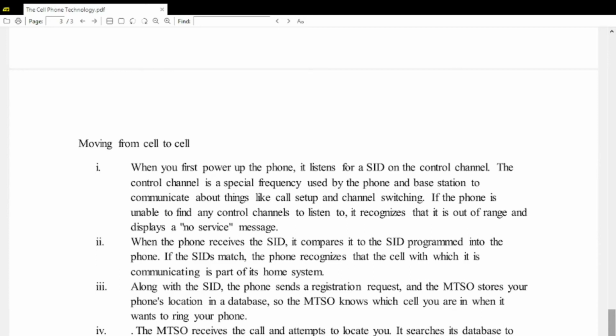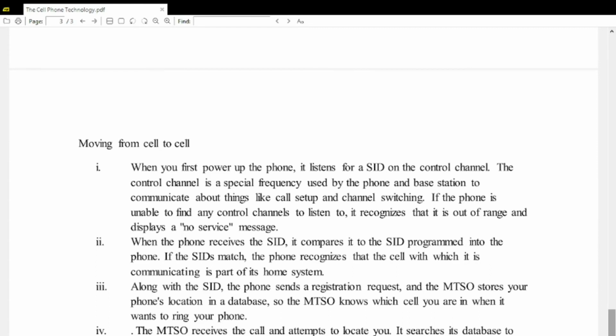So home system is very important in phone communication. Now, right after that, remember your phone has been able to listen to SID. It has been able to compare the two: the SID that is within the phone and the one that was coming from the control channel. Now, the two have been compared and they are matching. So the next thing your phone will do, it will send the SID and registration request to MTSO.